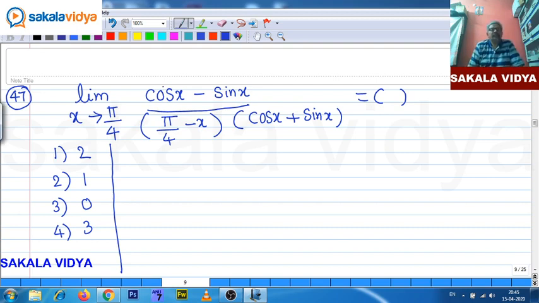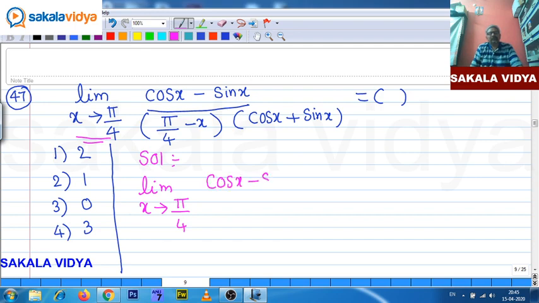Right. See, first, limit x tends to pi by 4, (cos x minus sin x) by (pi by 4 minus x) into (cos x plus sin x). So, let us divide into two functions, product of the two functions. That means we can write limit x tends to pi by 4, (cos x minus sin x) by (pi by 4 minus x), into limit x tends to pi by 4, 1 by (cos x plus sin x).